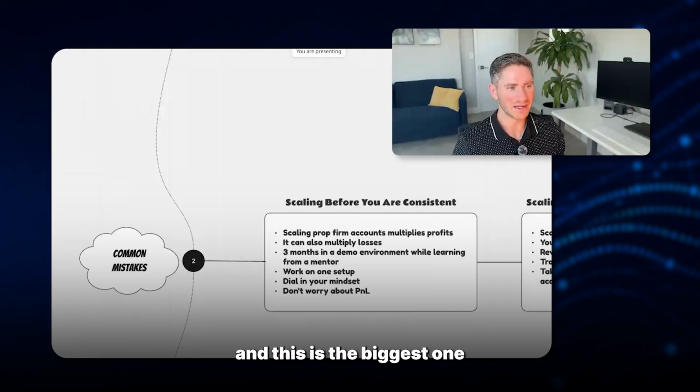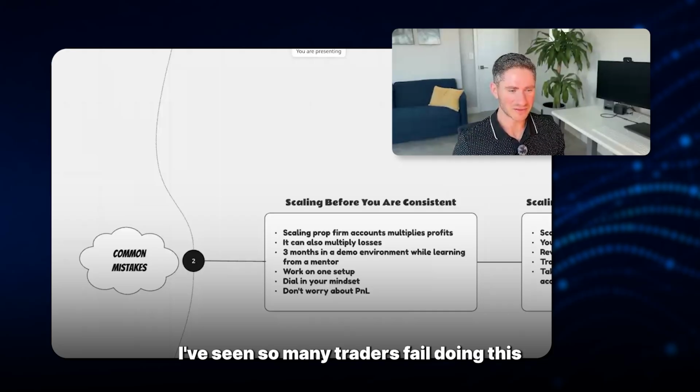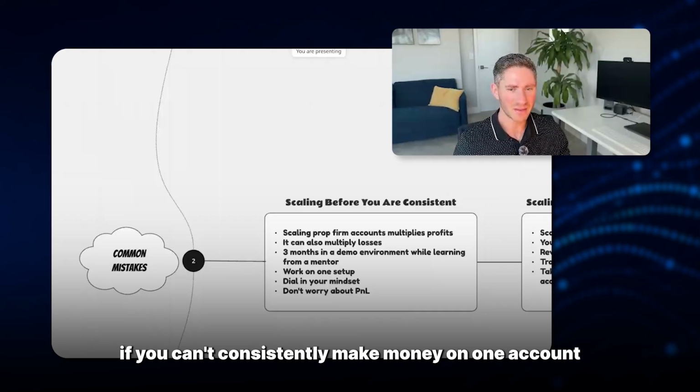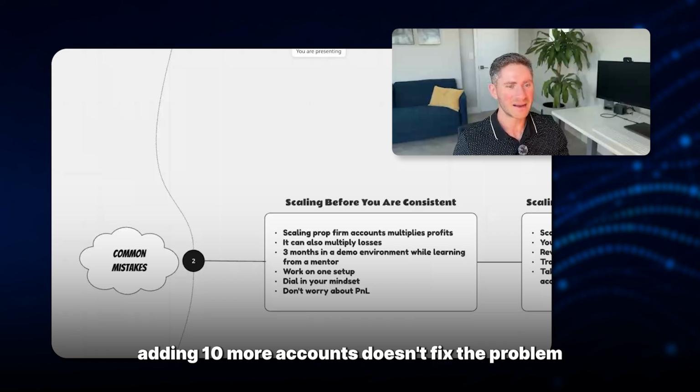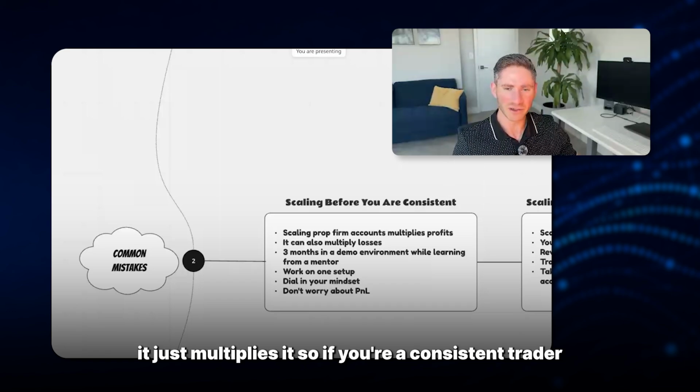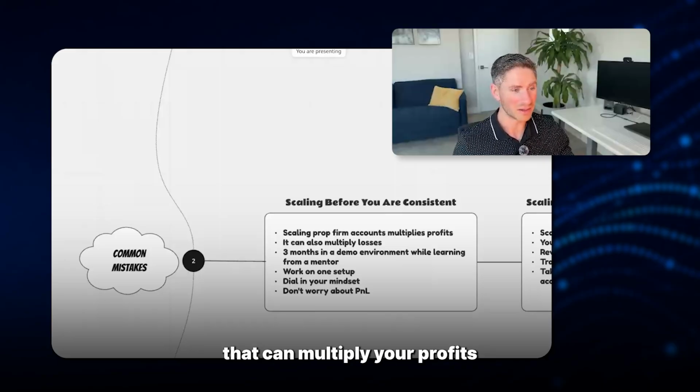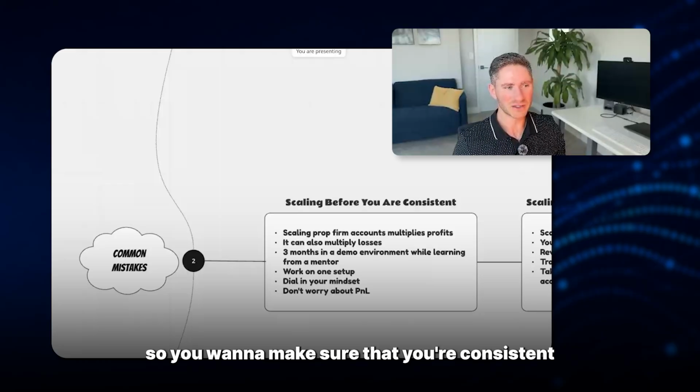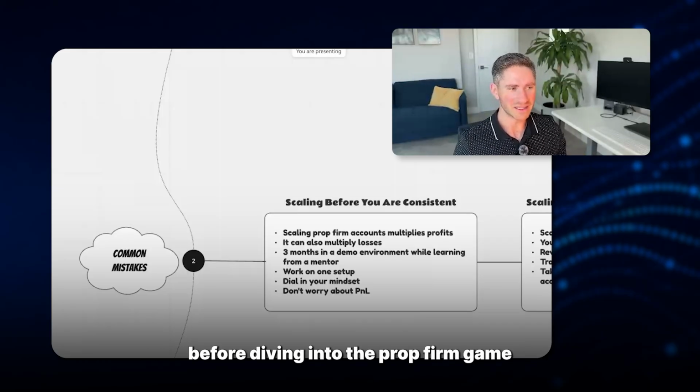And this is the biggest one. I've seen so many traders fail doing this. If you can't consistently make money on one account, adding 10 more accounts doesn't fix the problem. It just multiplies it. So if you're a consistent trader, that can multiply your profits. But if you're an inconsistent trader, that can multiply your losses. So you want to make sure that you're consistent before diving into the prop firm game.